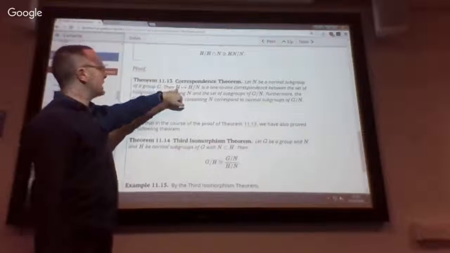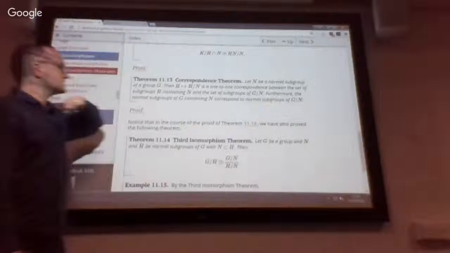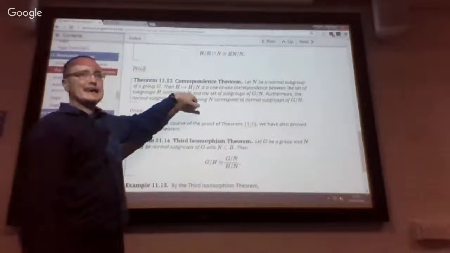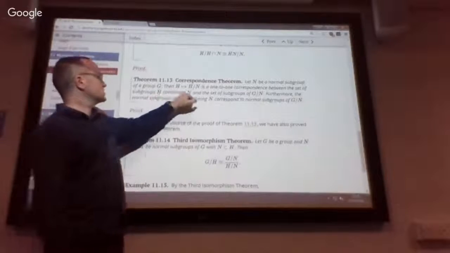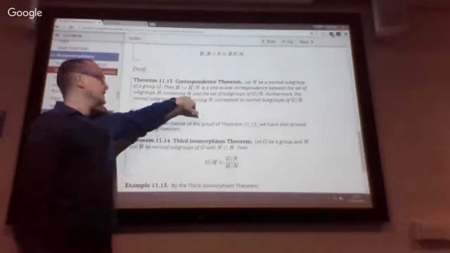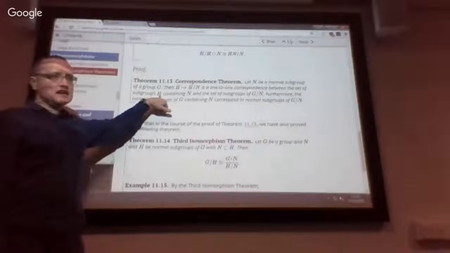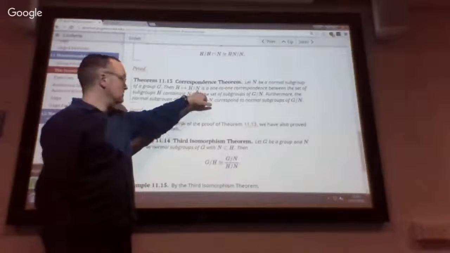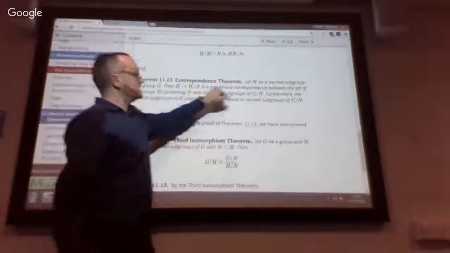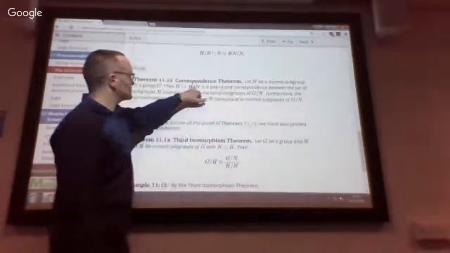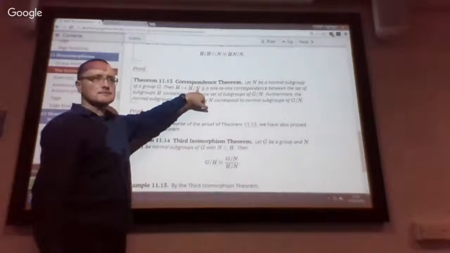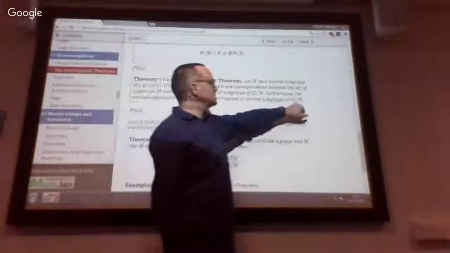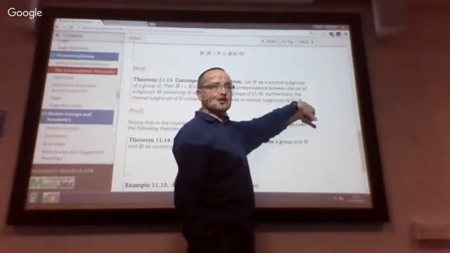So this mapping here, H to H mod N, what is that? There you're considering all the subgroups H that contain N. Well, if the subgroup H contains the normal subgroup N, N will be a normal subgroup of H, and so this factor group will be a valid construction. But this factor group will be a subset of G mod N, because this factor group consists of cosets of N. Those are the elements in the factor group. Well, G mod N consists of every possible coset of N.